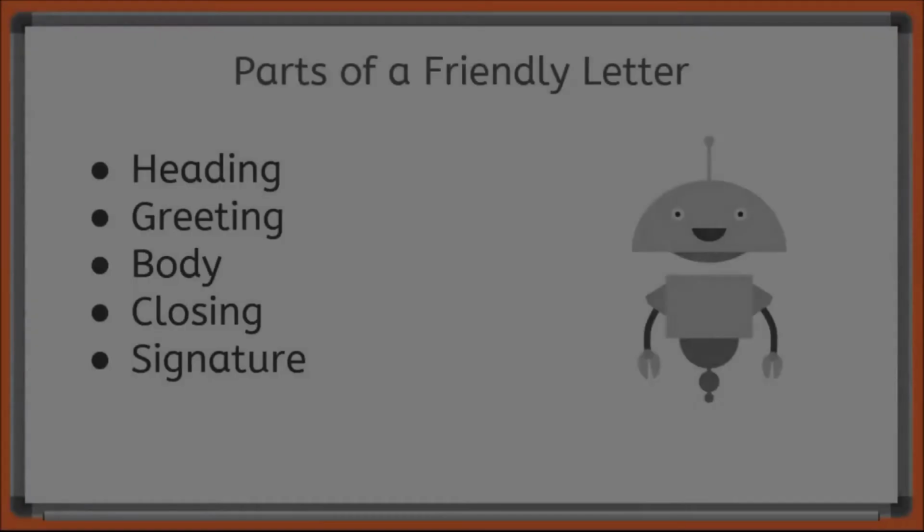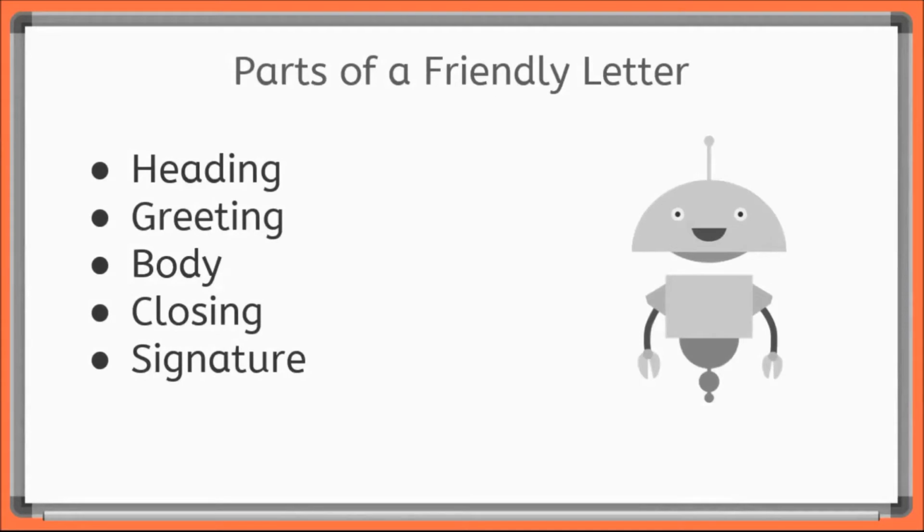Now let us move to the parts of a friendly letter. What are the parts of a friendly letter? Let us meet this robot. This robot is going to help you to study the parts of a friendly letter. Can you say hi to the robot? Okay, we have 5 parts of a friendly letter. Let's see them together. These 5 parts are the parts of my robot's body.